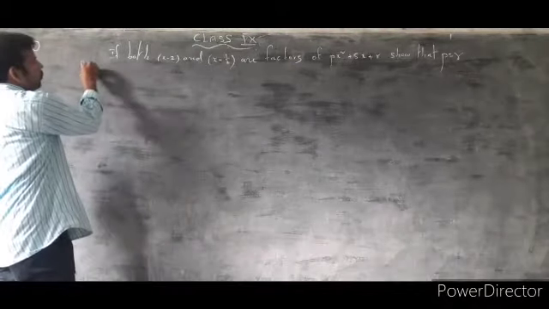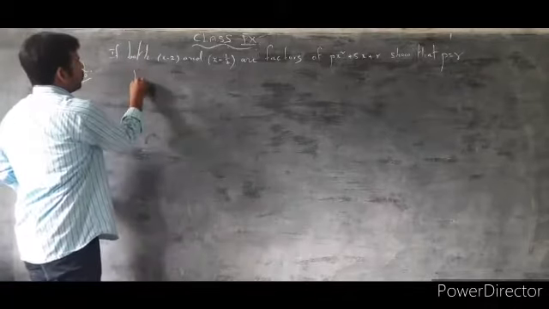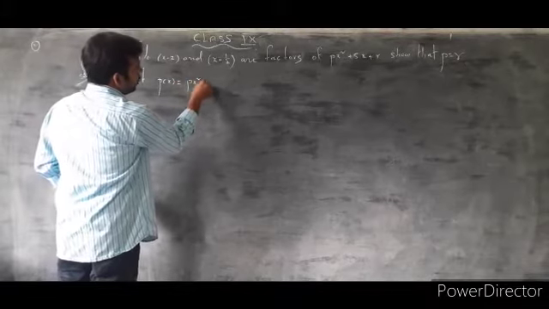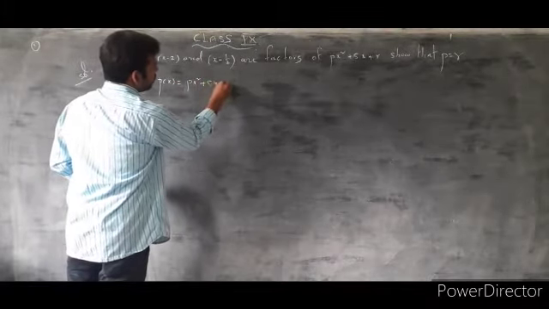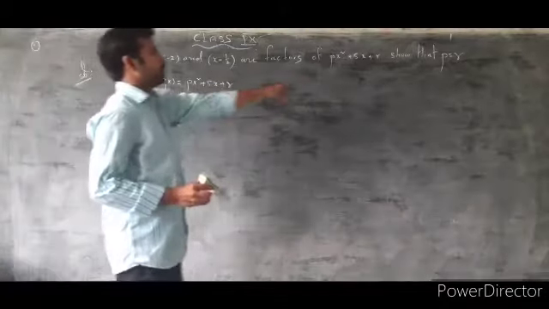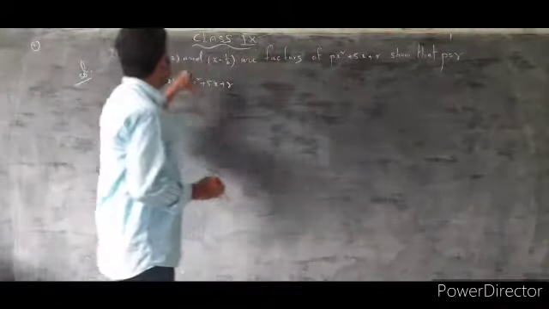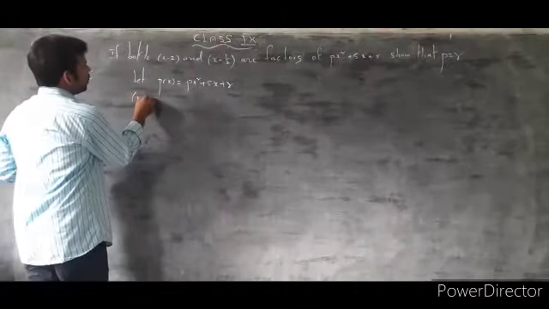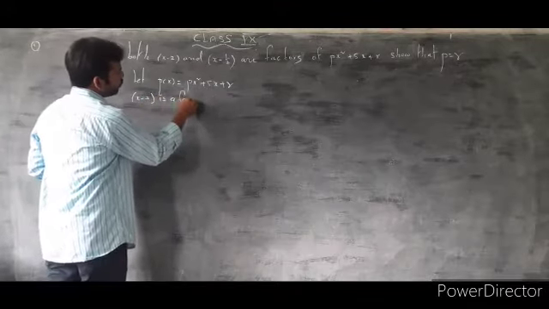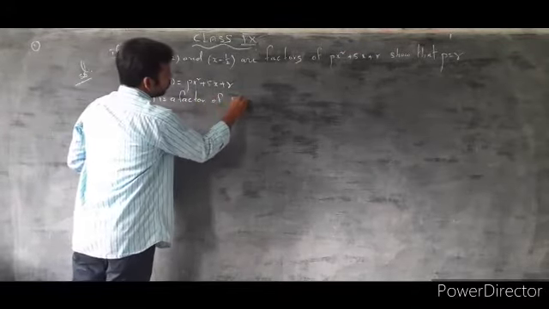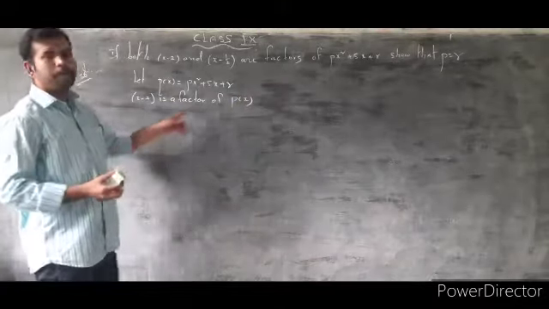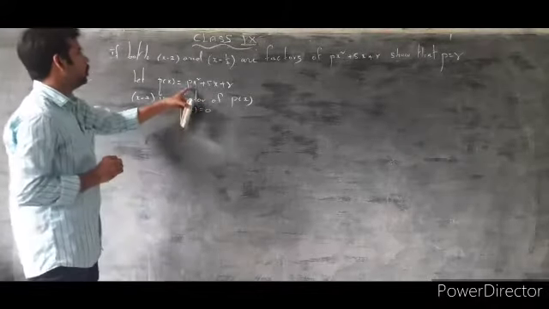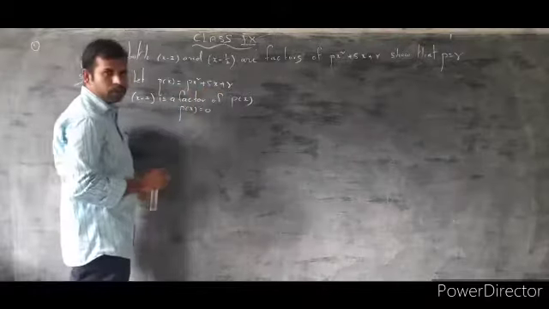Solution. Let p of x equal to px square plus 5x plus r. Now x minus 2 is a factor of p of x, so by the factor theorem, the zero of the polynomial gives p of x equal to 0. So px square plus 5x plus r equal to 0.